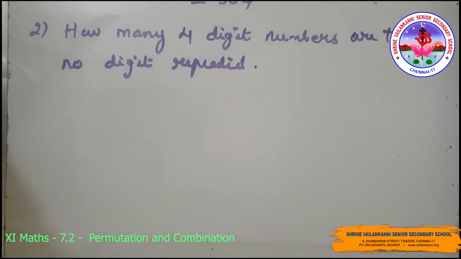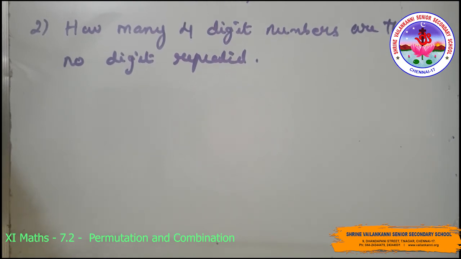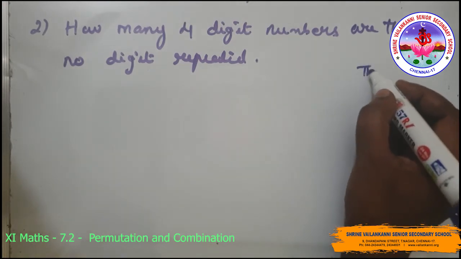Second question: how many 4-digit numbers are there with no digit repeated? So repetition is not allowed. We have to form 4-digit numbers from the digits 1 to 9. The thousand place of the 4-digit number is to be filled with any of the digits from 1 to 9, as the digit 0 cannot be included. Therefore, the thousands place can be filled in 9 ways.